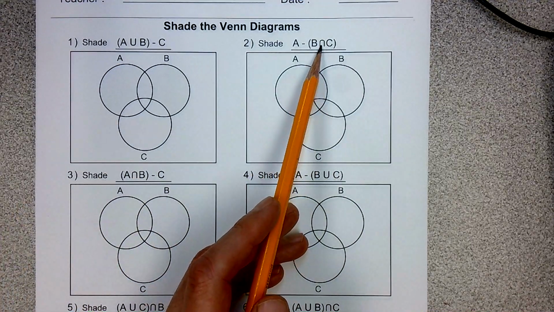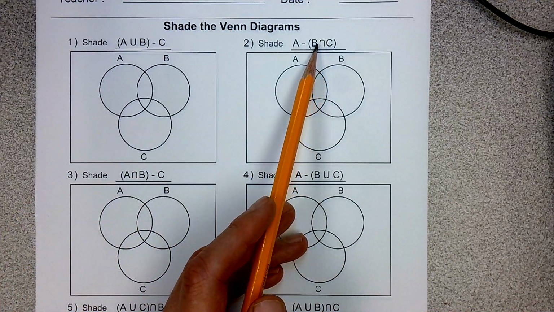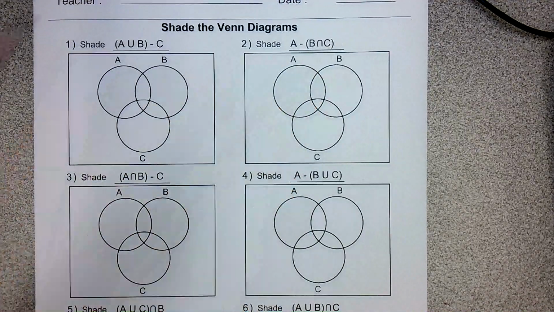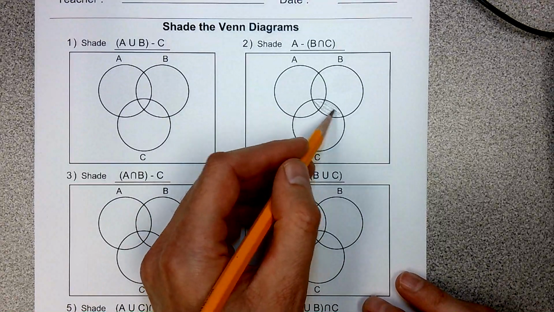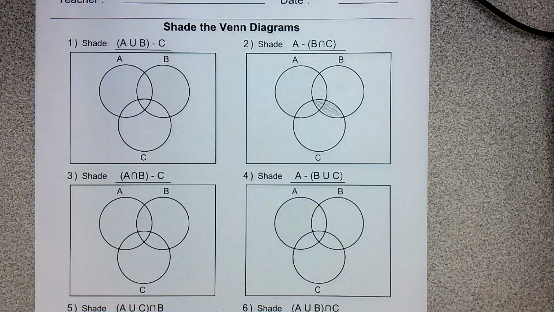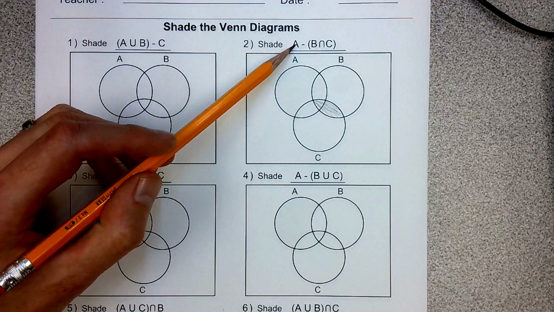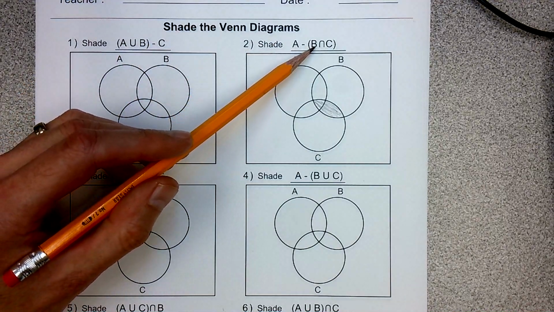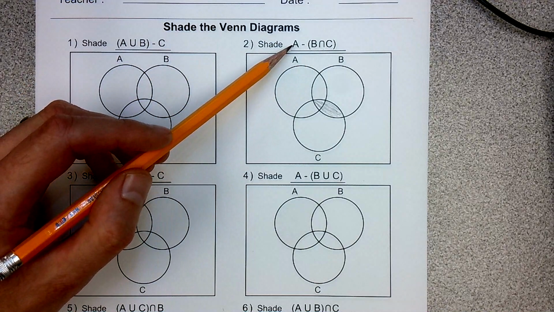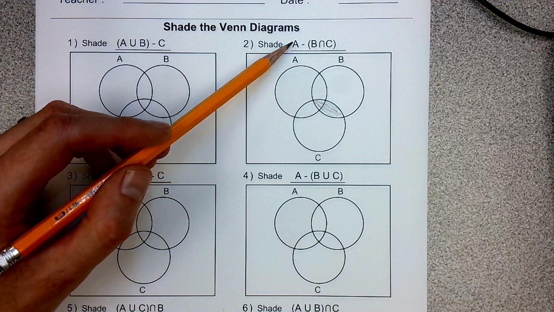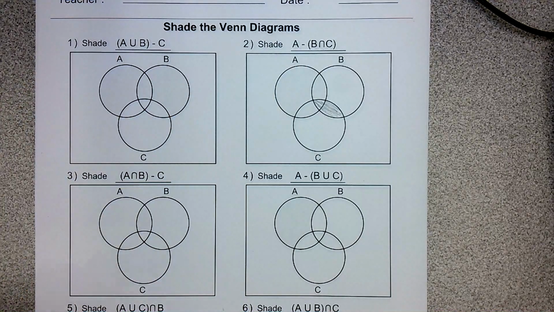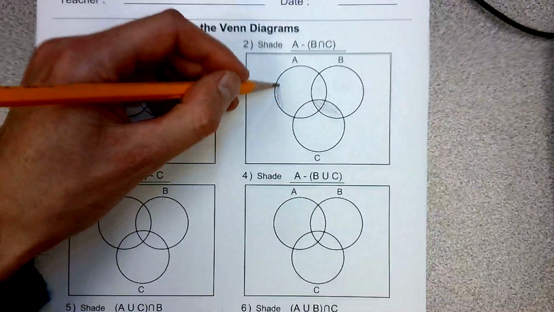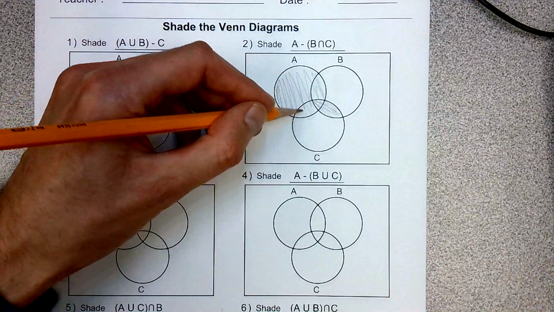So B intersect C. Where does circle B overlap with circle C? Now, the overlap right here, and I'm using a pencil because I'm probably going to have to erase something. Now I'm going to ask A minus the intersection of B and C. So I'm saying what's in A but not in the intersection of B and C. So I'm going to shade all of A because it has to be in A.